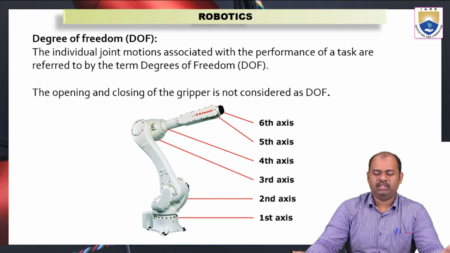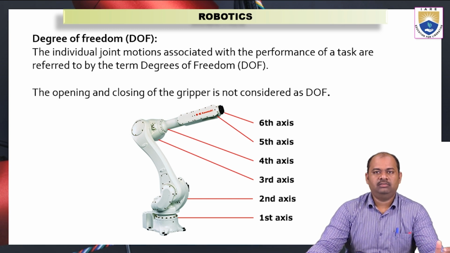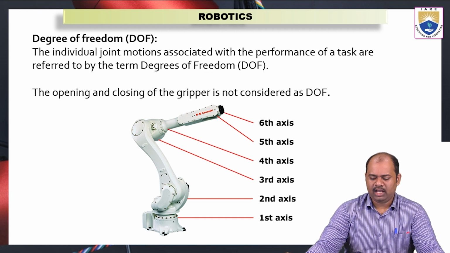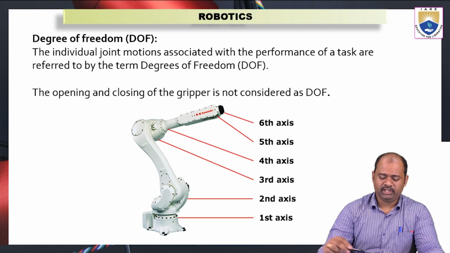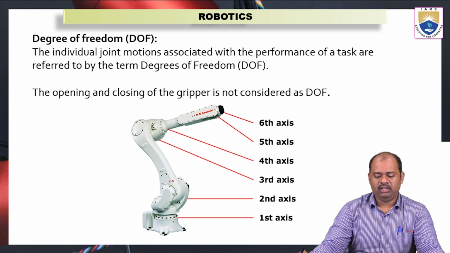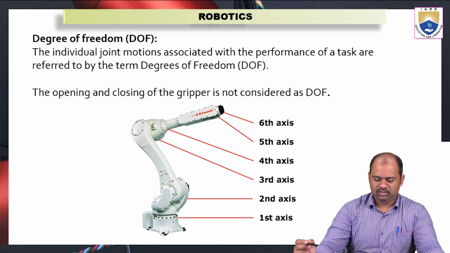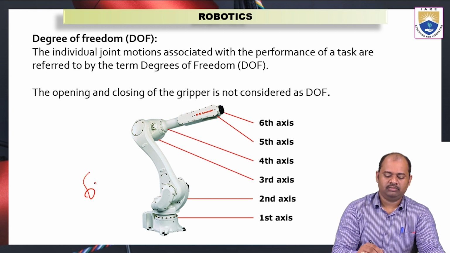In this slide we can see a robot. This is what we call an industrial robot. It has many joints and many links. We will discuss one by one all these links, where the motion is possible and in which direction the motion happens, all these things we can study here. There are 6 axes, so the degree of freedom of this robot is 6.